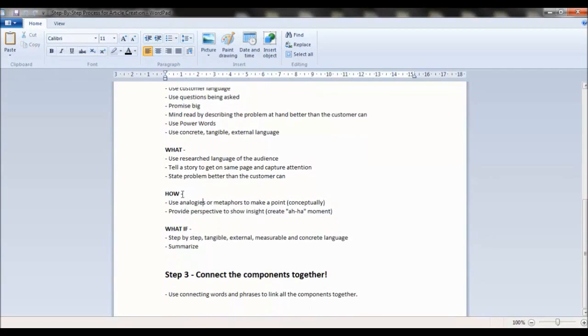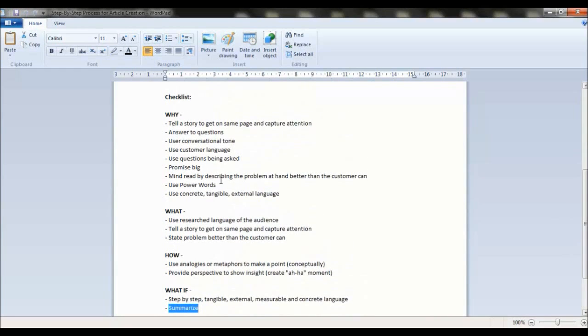Okay? Next, use analogies or metaphors to make a point. And you do this conceptually, right? This is the conceptual level. And then you want to provide perspectives to show insight, to create an aha moment. From there, you want to go into the what if, which is the step-by-step section for providing the solution. Step-by-step, tangible, external, measurable, and concrete language. And then you want to summarize. And that's it.